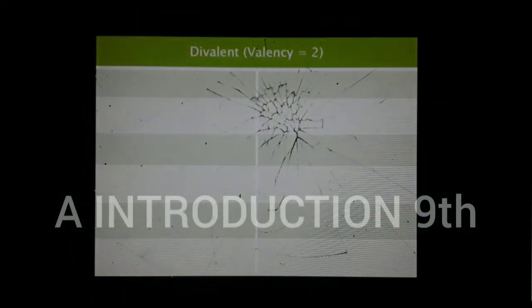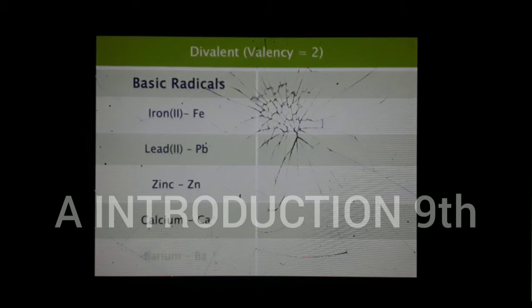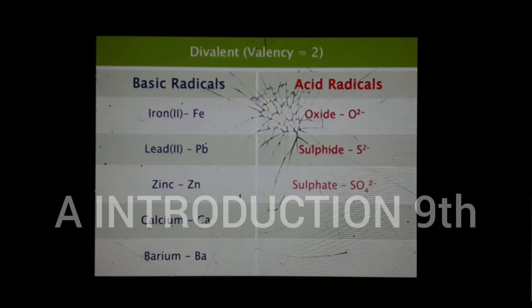Divalent radicals have the valency 2. Examples of divalent basic radicals are iron 2, lead 2, zinc, calcium, and barium. Examples of acid radicals are oxide, sulfide, sulfate, sulfite, and carbonate.